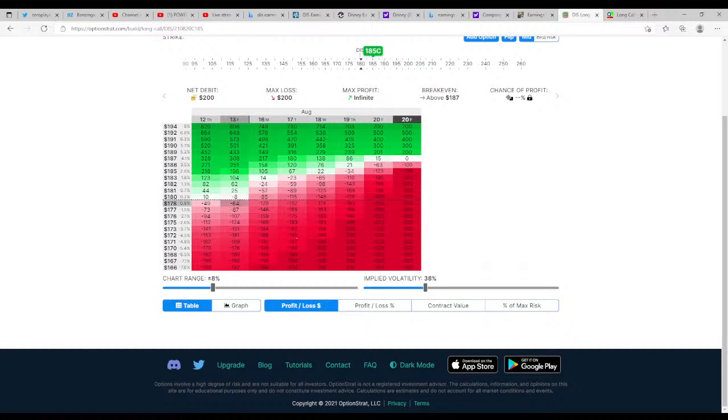If it doesn't make it, and let's say it goes down in the morning, you're looking at around a 64% loss. So you are risking about 0.5 to make 5. Does that make sense? You're risking 50 cents to make $5.